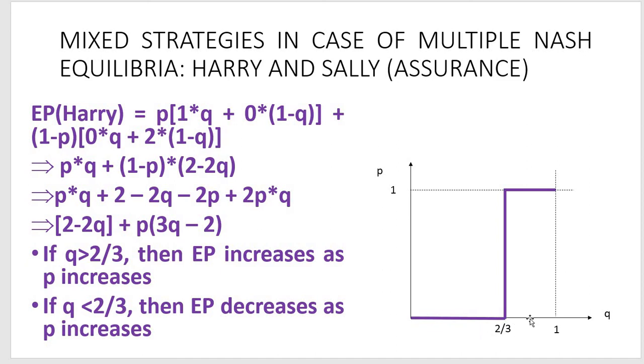If q is below this critical value we have just defined based on the value of this coefficient, then there is an inverse relationship between p and expected payoff. So for Harry, in this case, it makes sense to keep his probability of going to Starbucks as low as possible. And the lowest possible value is 0. So if q is equal to 2 over 3, he is indifferent. Finally, if q exceeds 2 over 3, then increase in p is associated with increase in expected payoff for Harry. So it makes sense to keep p as high as possible.